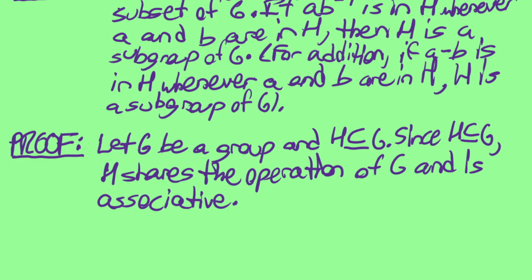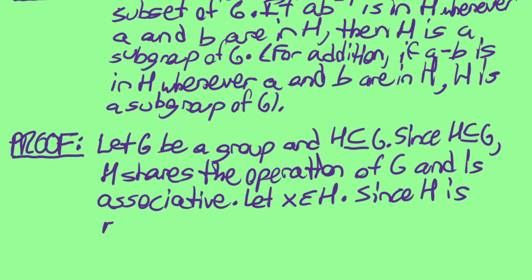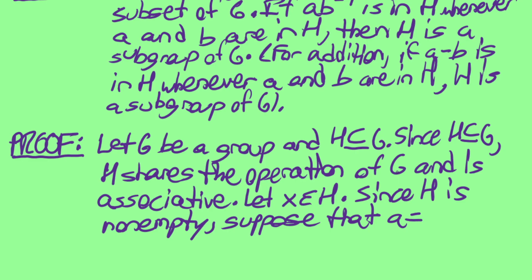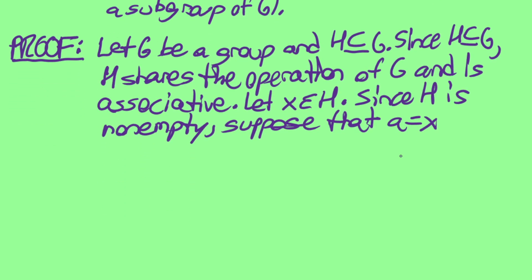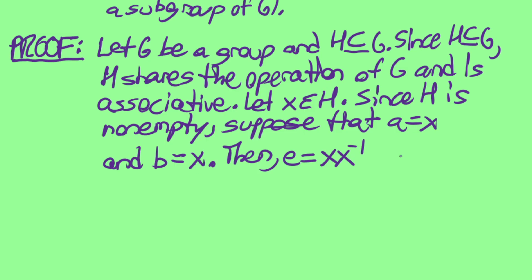So now let X be an element of H. Since H is non-empty, let's suppose that A equals X and B equals X. So then the identity element equals X composed with X inverse, which equals A B inverse.